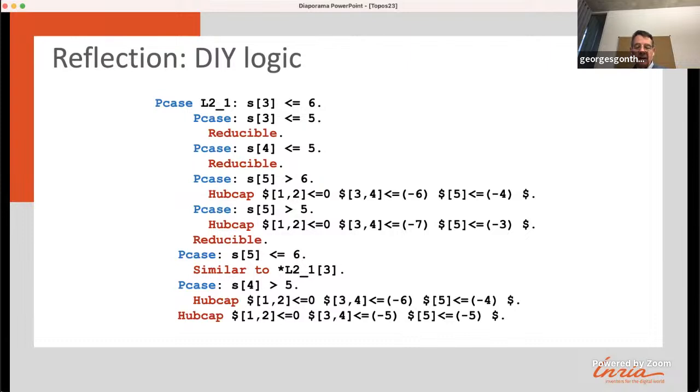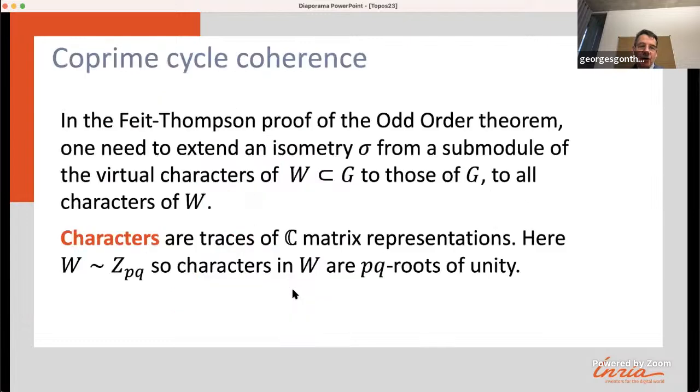So there's basically this specialized language that was invented for the revised proof, and that lets you carry out very efficiently this combinatorial argument.